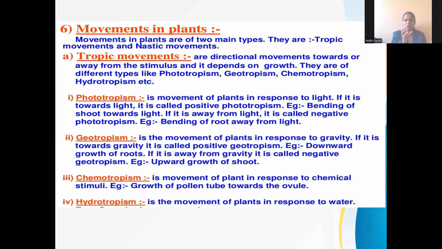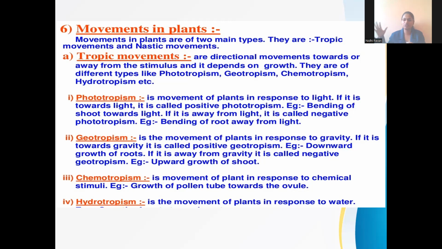Movement of a plant towards the light, because light is necessary for plant growth, right? So that is why it is a movement of plants in response to light, that is called phototropism. If a plant goes towards the light, then it bends towards the light, and it is called positive phototropism. That is bending of the shoot towards light.